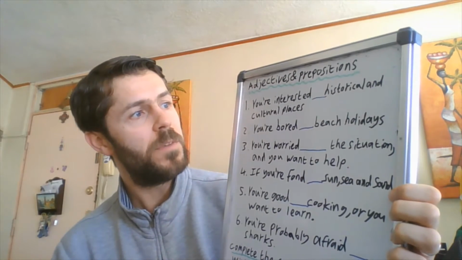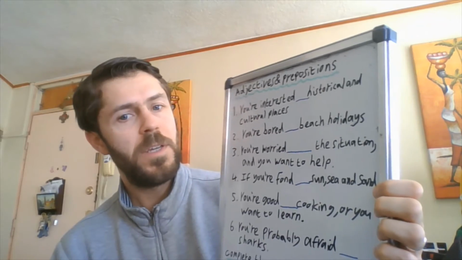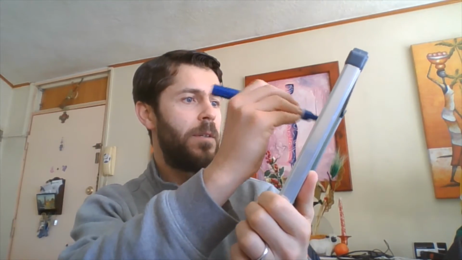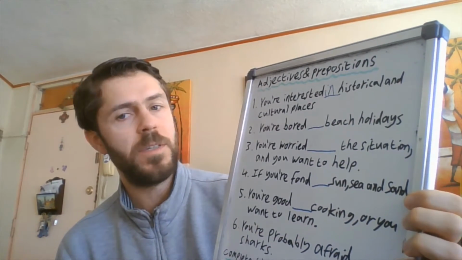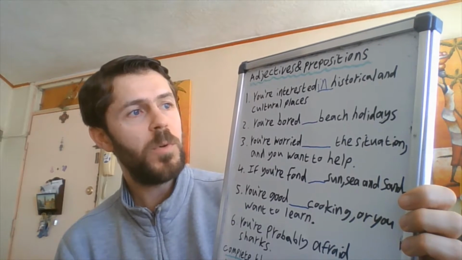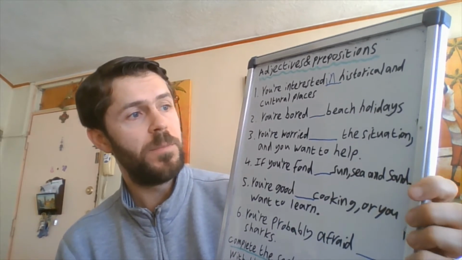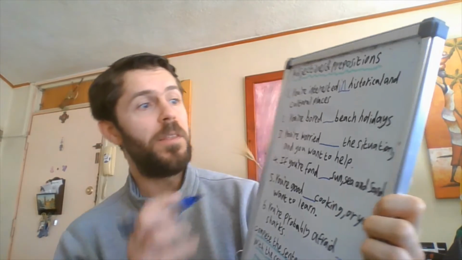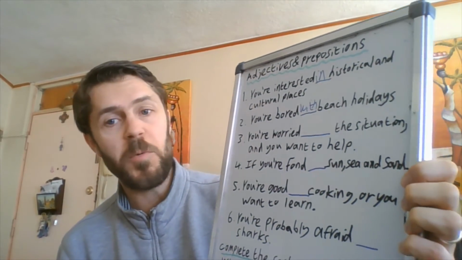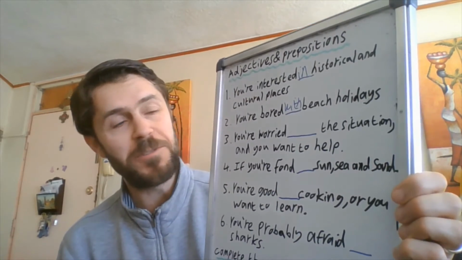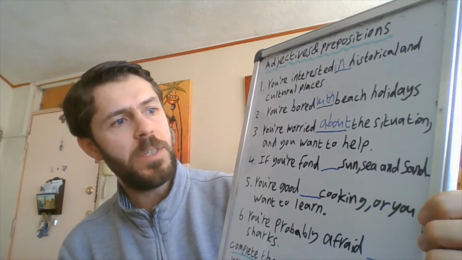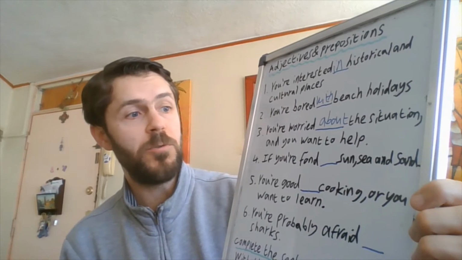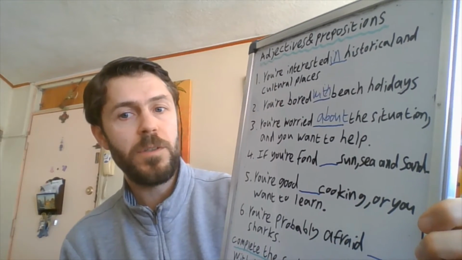Okay, how did you do? So the first one, number 1, you're interested in historical and cultural places. Do you remember? That was the literary tourism. Number 2, you're bored with beach holidays, and that was clearly beach tourism. 3, you're worried about the situation and you want to help. That was disaster tourism.